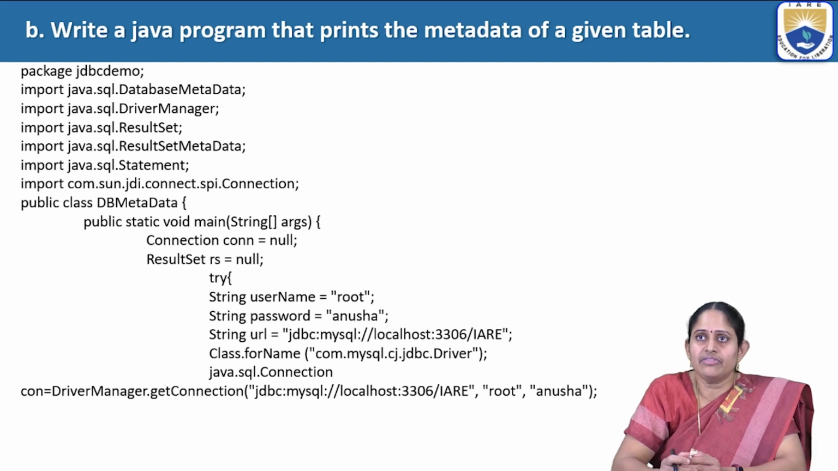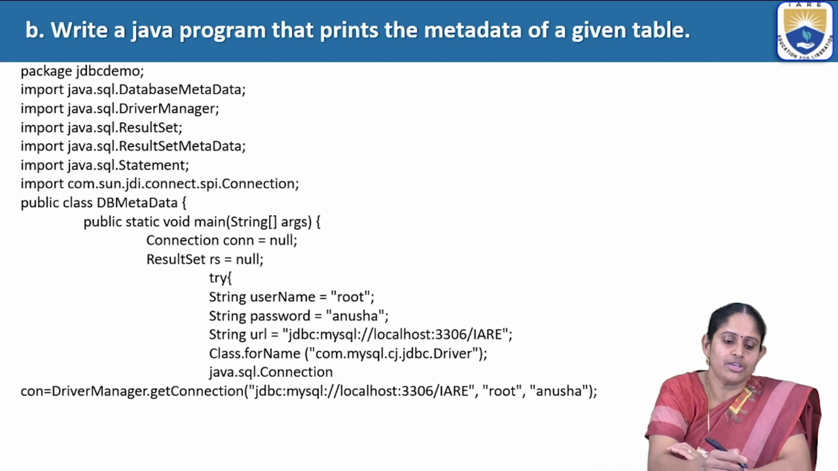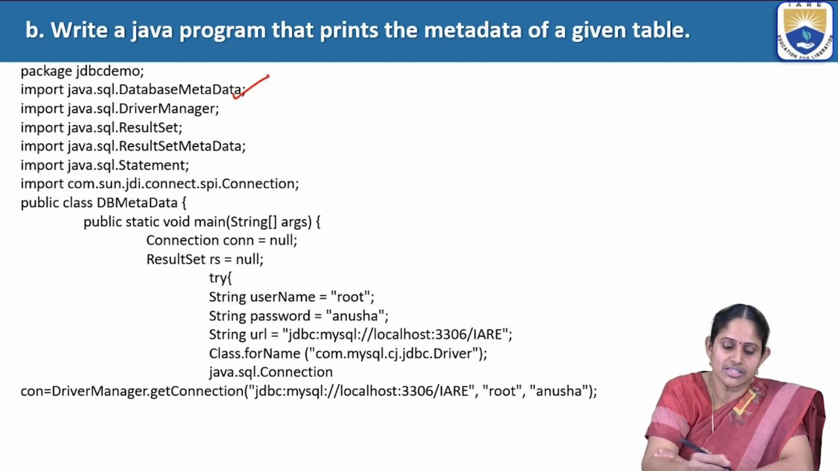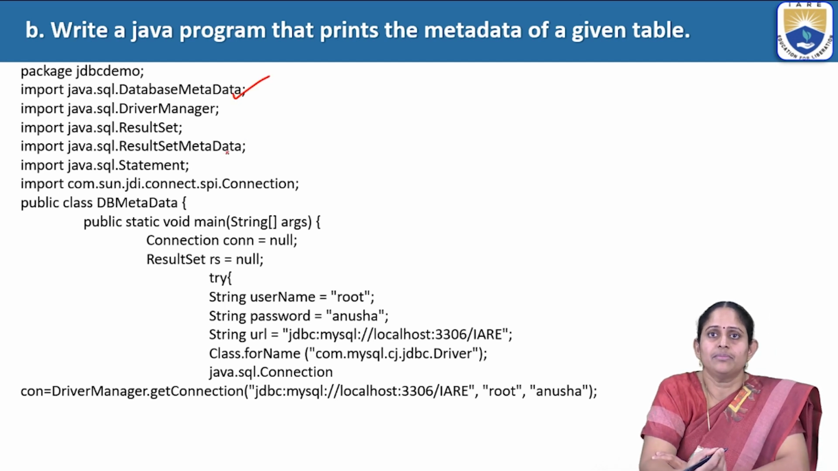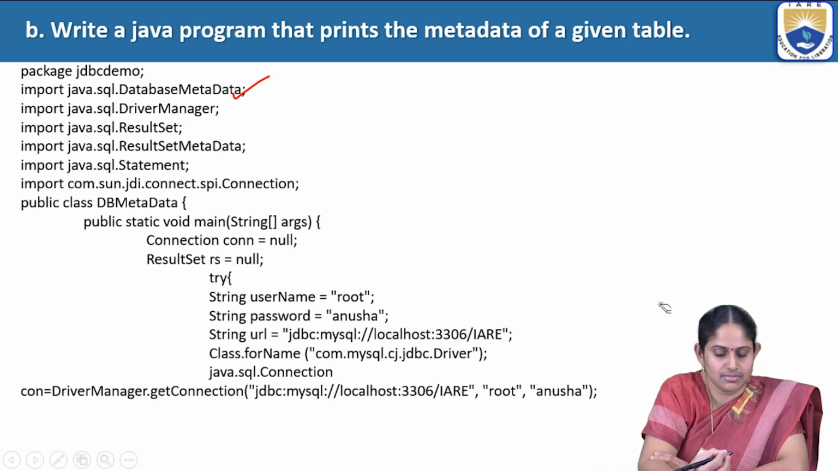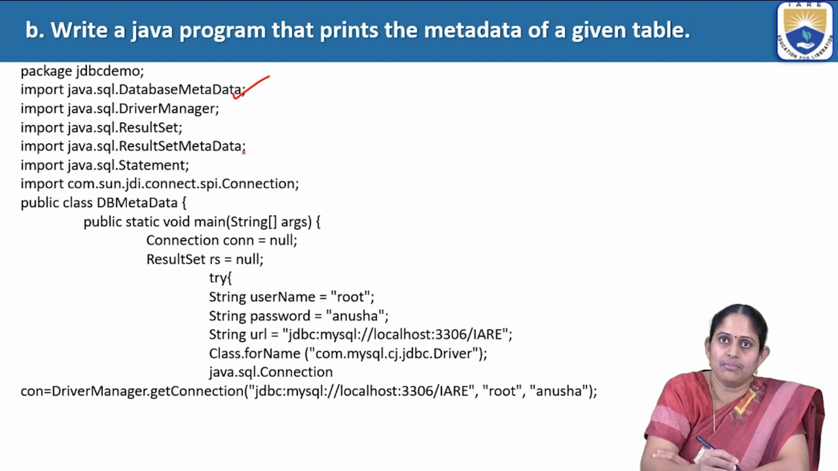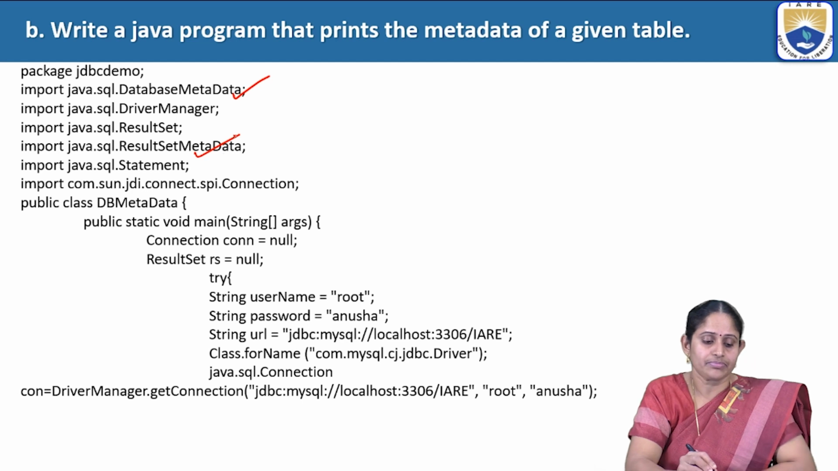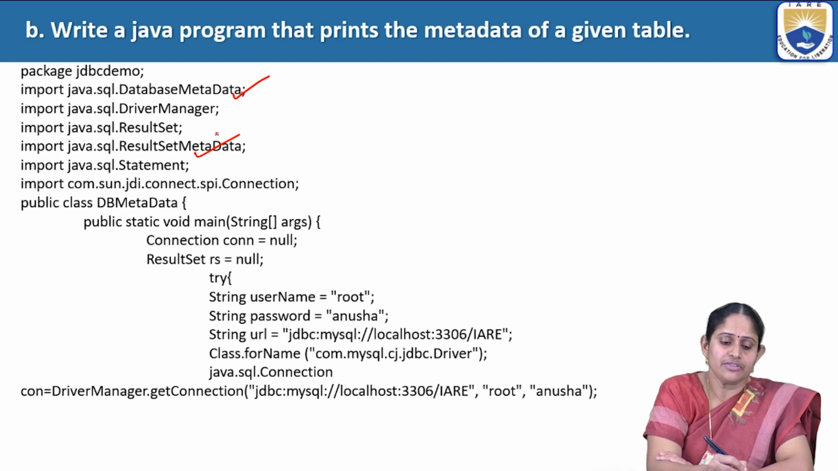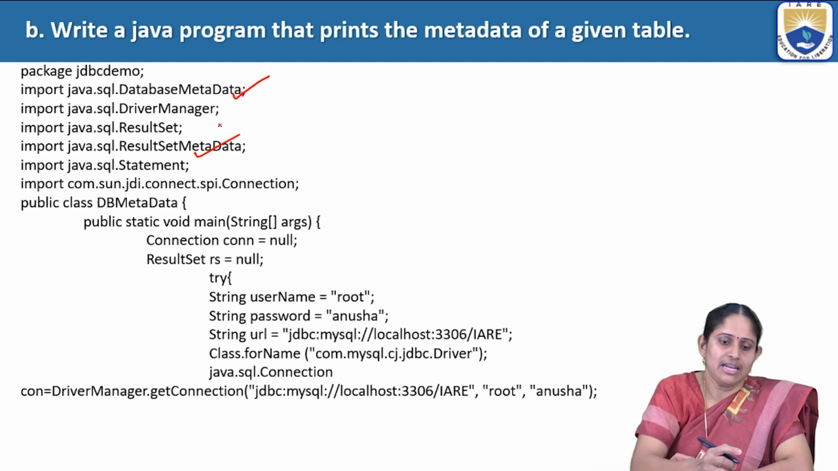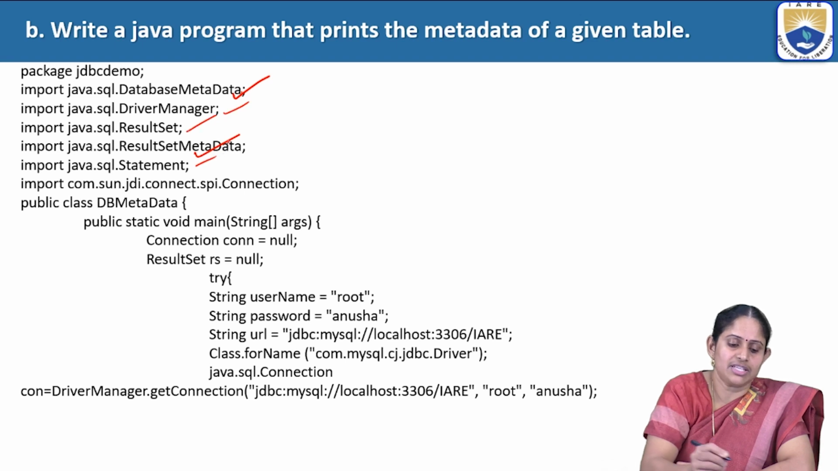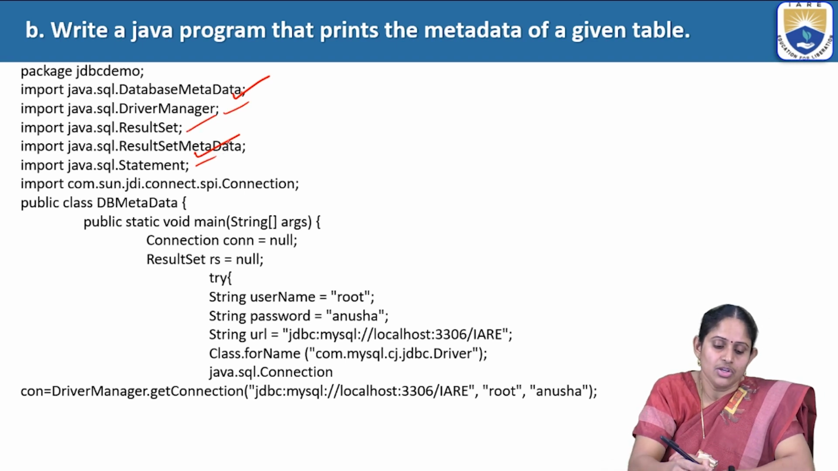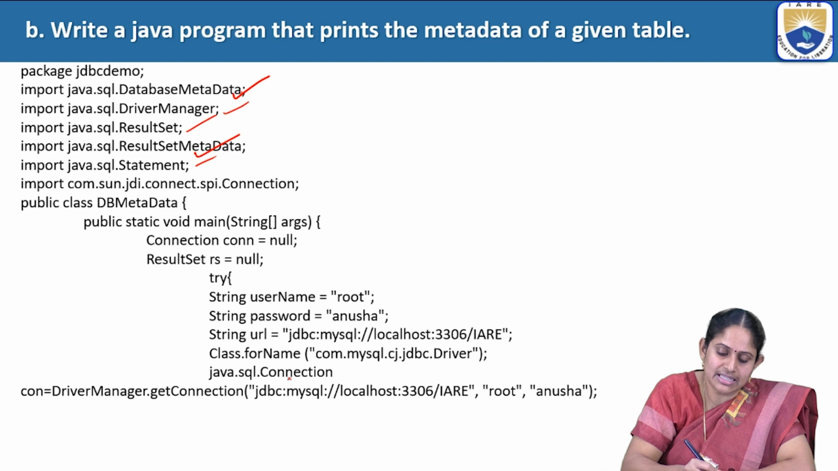So in order to retrieve the metadata of any database, we make use of the DatabaseMetaData interface, and to retrieve the metadata of a table, we make use of the ResultSet. So these two interfaces are used in our program, and the rest are used for executing our SQL queries. So here we are creating the connection.